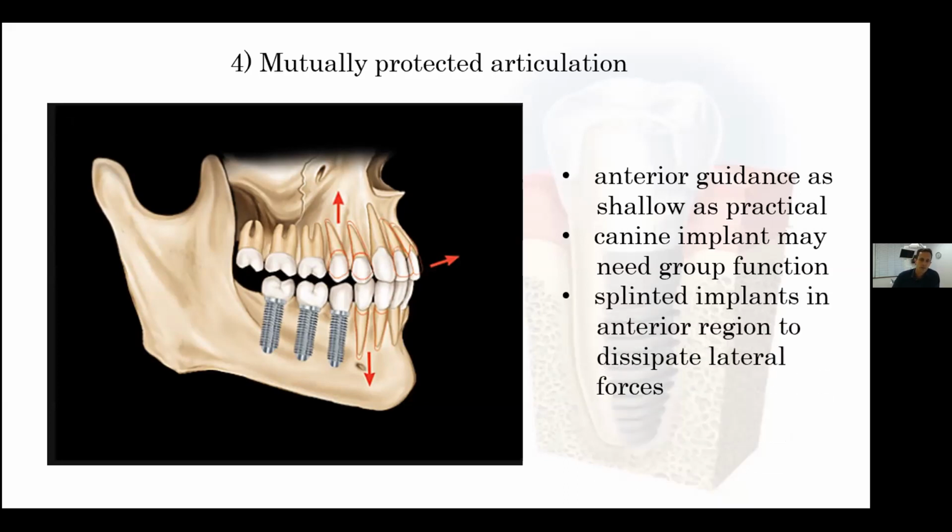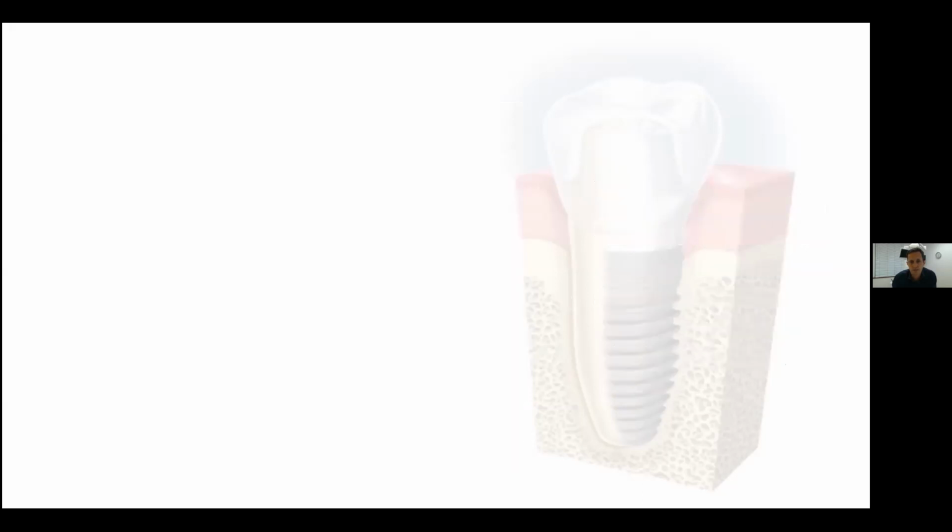And then obviously, if you splint your implants, it improves the stability, and it increases their ability to resist heavy loads. So we have to always think on our feet and look at exactly what the situation is and plan it accordingly. And at the end of the day, if we can achieve a mutually protected occlusion, that is first choice, but it's not always possible. So decide on your occlusal scheme based on the person's mouth and the treatment plan that you are looking at.